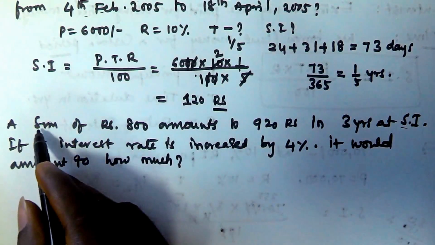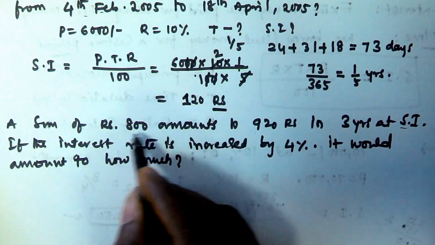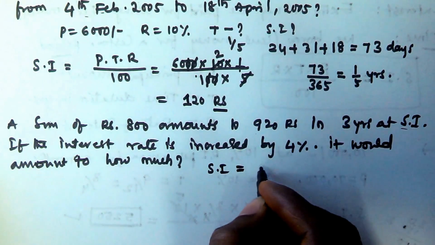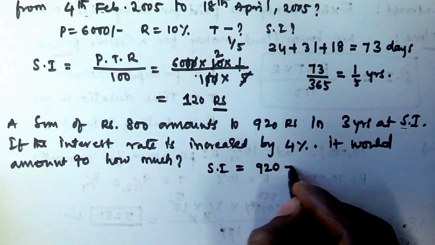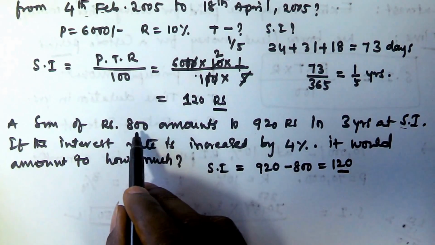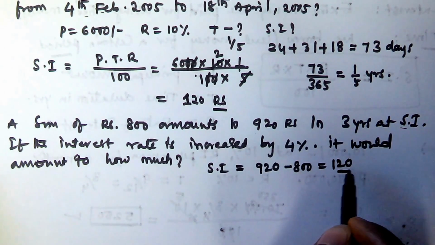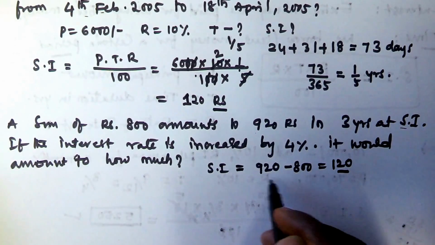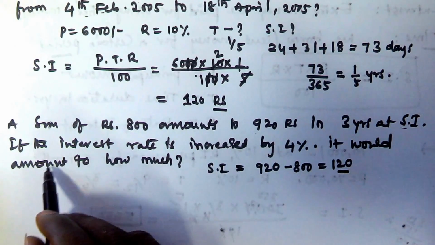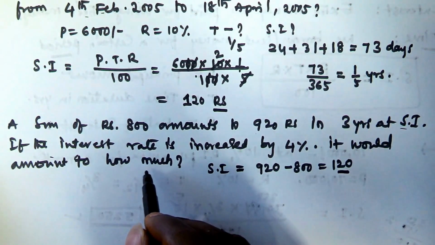So simple interest means actually the sum of 800 amounts to 920 in 3 years. So that means the simple interest is given by the final amount, 920, minus the initial amount, that is 800. So it is going to be 120. Okay, so that means the simple interest he earned on 800 in 3 years is 120 rupees. So if the interest rate is increased by 4%, it would amount to how much?